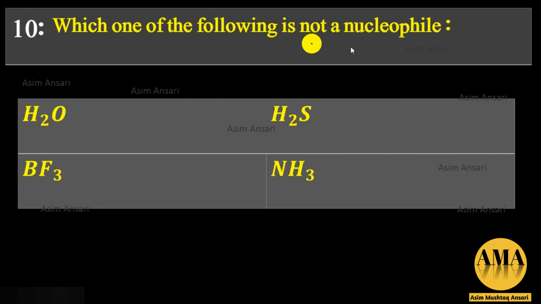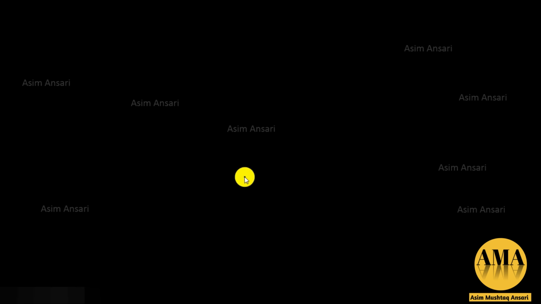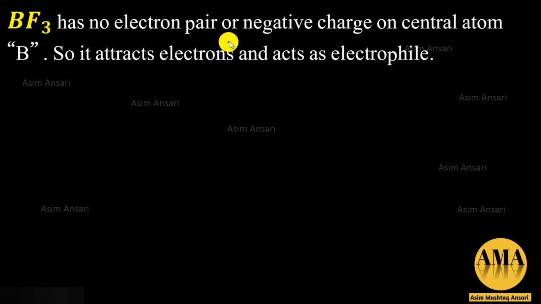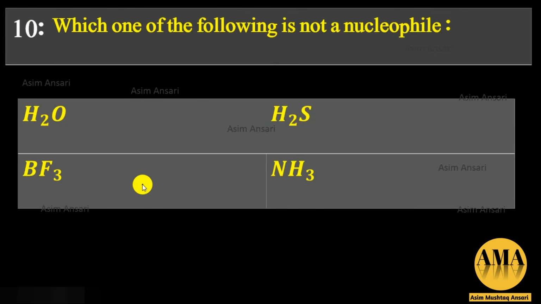Which one of the following is not a nucleophile? H2O, H2S, BF3, NH3. BF3 has no electron pair or negative charge on the central atom boron, so it attracts electrons and acts as an electrophile. So the exact answer is BF3, which is not a nucleophile, while H2O, H2S and NH3 have a lone pair of electrons, so they act as nucleophiles.